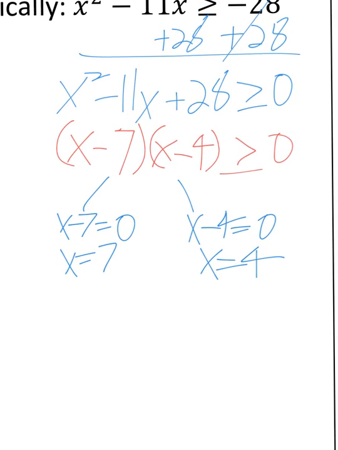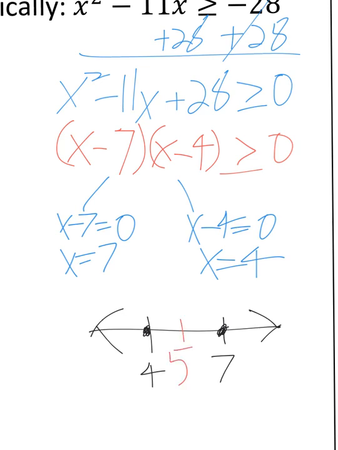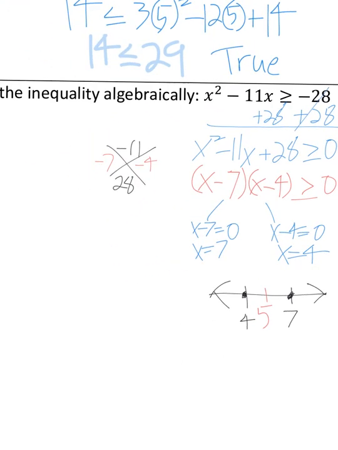So what I do is I draw a number line. I plot both of them on the number line, 4 and 7. And then I'll use a closed dot since it was an underlined inequality symbol. Then I'm going to pick a number that's in between 4 and 7, like 5 or 6. So I'll just pick 5, and we're going to test the number 5 in our original equation here.